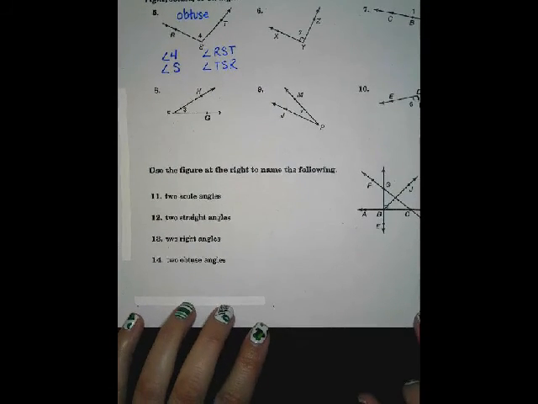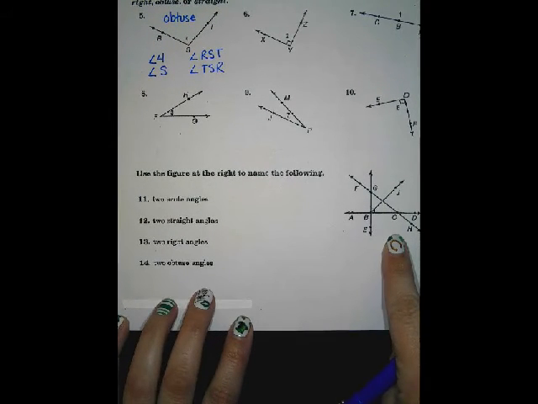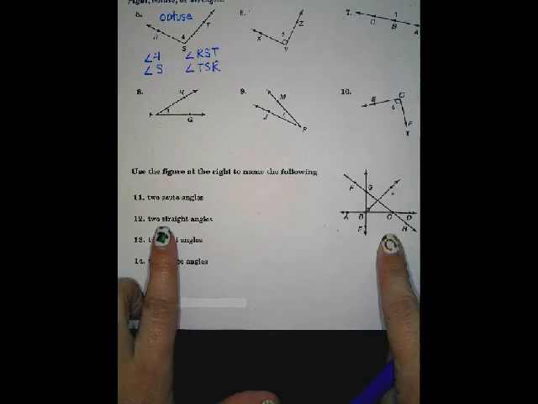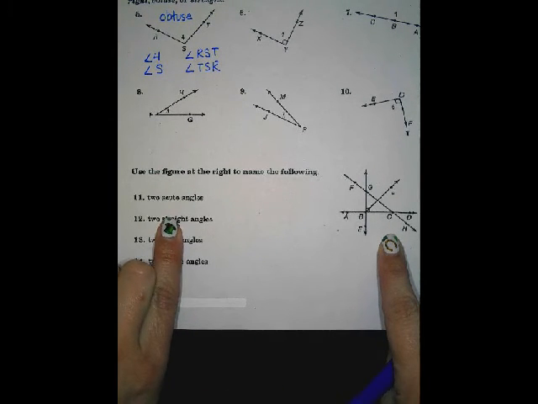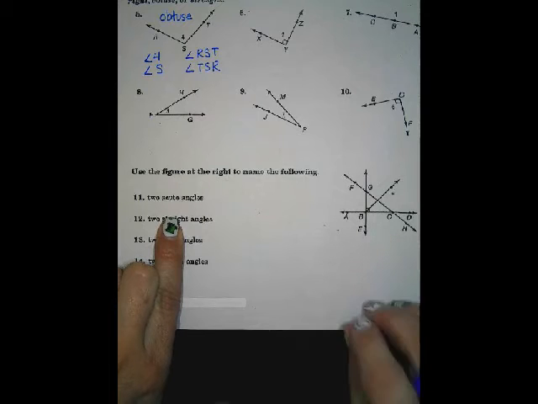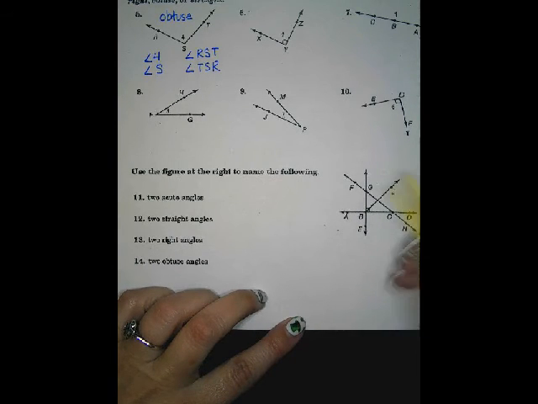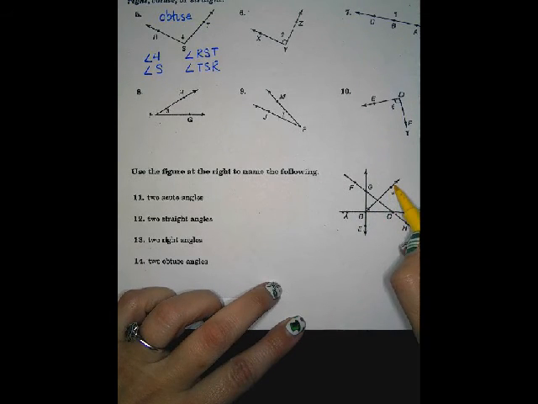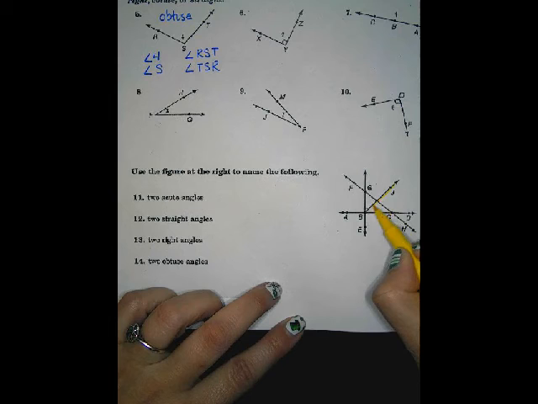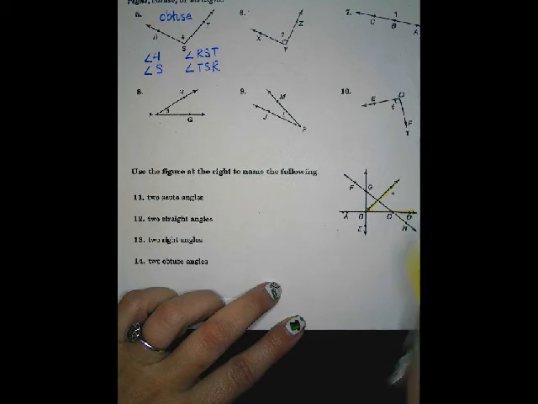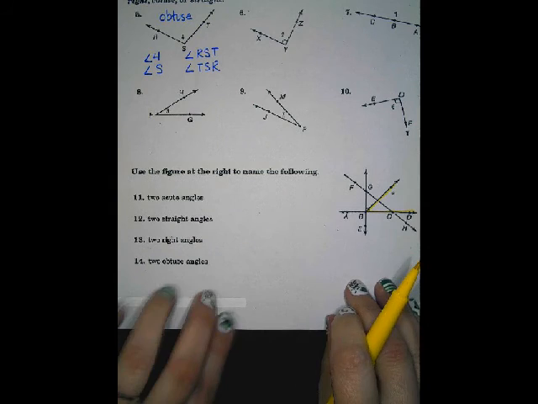At the bottom on number 11 through 14, you're going to be looking at this figure to the right-hand side and naming some of these. So for number 11, we want 2 acute angles. So we're looking for angles that are smaller than 90 degrees. So I'm going to highlight some for you. So here's my 90 degrees. If I go from J down to B and then over to D or C, I could use either one of those, that is going to be an acute angle.